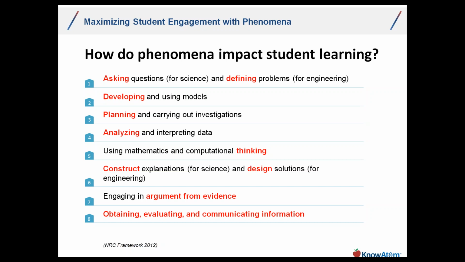And so that's where students build these skills and have the opportunity to build these skills to ask questions and define problems, to develop models, to plan and carry out investigations, to not only interpret data, but analyze it, gather it, think mathematically, construct explanations, design solutions, argue from evidence, and obtain, evaluate, and communicate information. All of these things happen in the context of the phenomena, okay? And what I showed you with those pictures a second ago is just sort of an example of that.